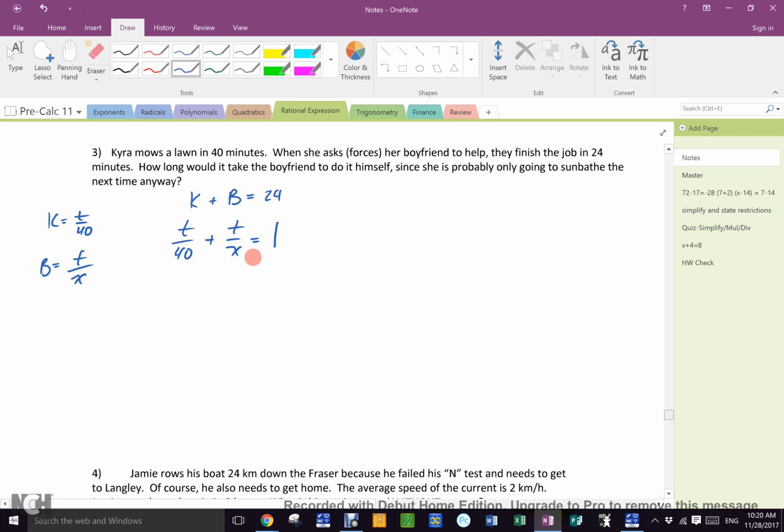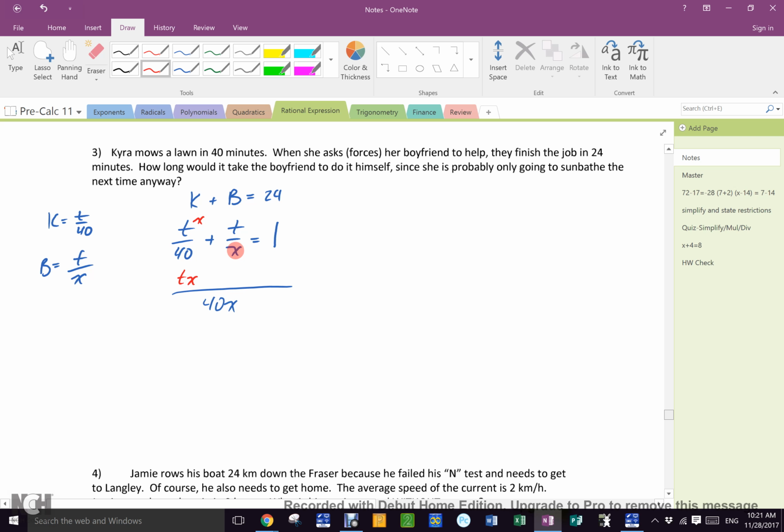Mr. Myers, I don't get how to solve that. I got too many variables. But you do know how to solve this. I need a common denominator. What is it? 40x. What does that guy have? The 40. So what does he need? X. So I got tx.